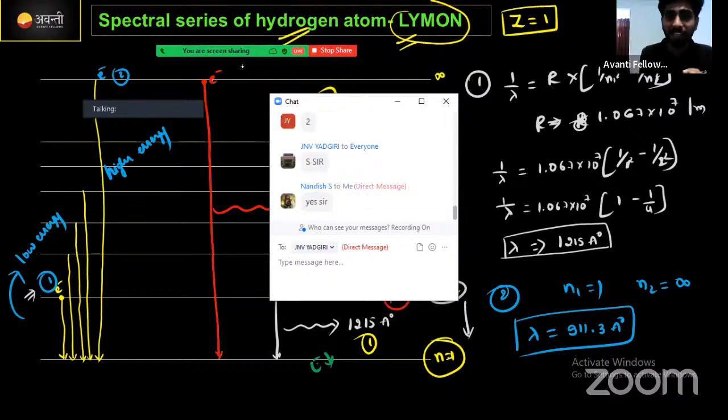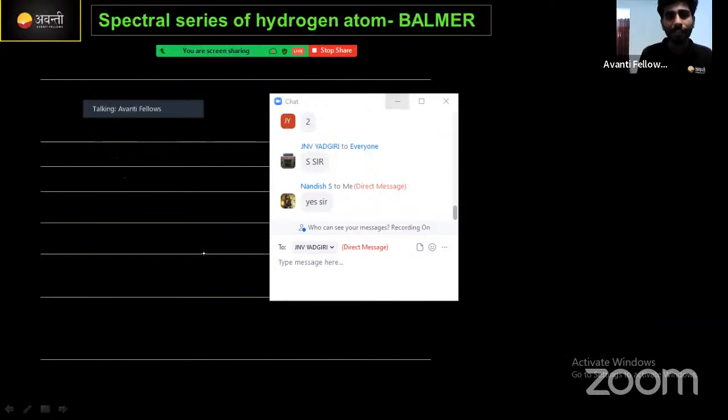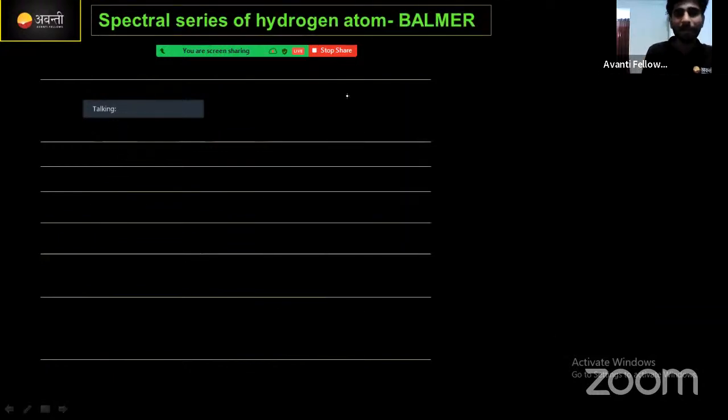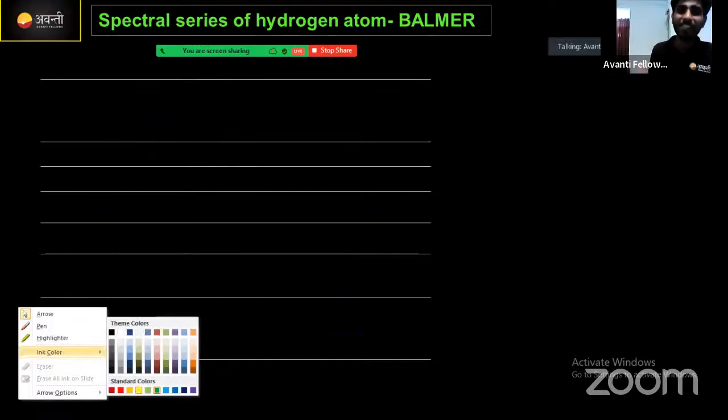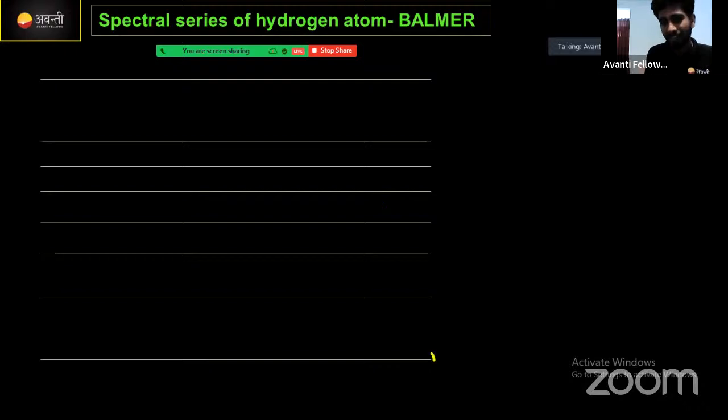In the Lyman series, wherever the electron is, it jumps to the ground state itself, meaning n is equal to 1. Clear? Okay. Next thing, Balmer series. This is also a spectral series only. In the Balmer series, these are the energy levels. I will call n is equal to 1, 2, 3, 4, 5, 6, 7 up to infinity.